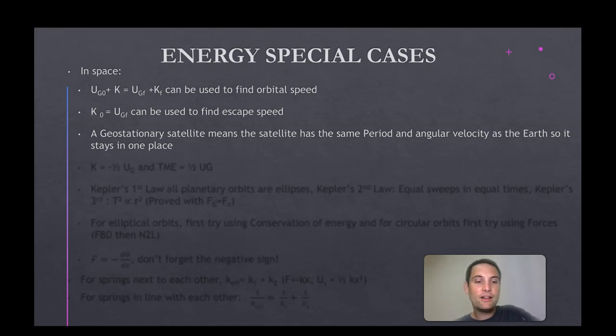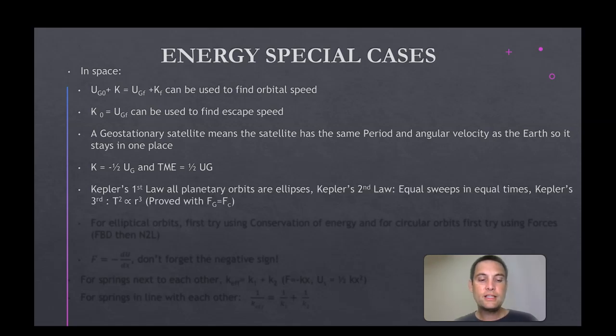A geostationary satellite means the satellite has the same period and angular velocity as the Earth's orbit, so it stays in one place. If it's flying overhead New York City, and New York City is rotating, that satellite is going to rotate at the same rate and stay over New York City. K equals negative 1/2 U sub big G, and total mechanical energy for your orbit is going to be 1/2 U sub G.